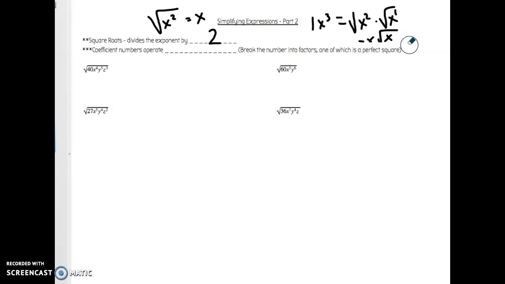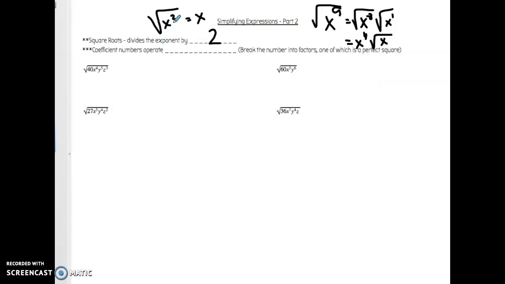Similarly, let's do another one. Let's do x to the 9th, okay? I can't divide x to the 9th by 2, but I can divide x to the 8th by 2. And if I did the square root of x to the 8th times the square root of x to the 1st, I'm going to be back to the square root of x to the 9th, right? 8 plus 1 is 9. All right, so if I divide the 8 by 2, I'm going to get x to the 4th. And I can't divide the 1 by 2, so it's just x. Okay? As we do more of these, I think it will start to make sense to you.